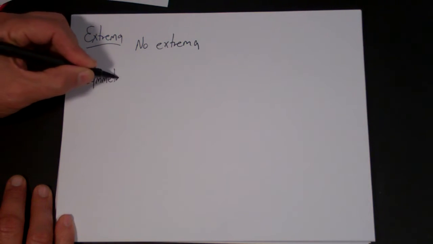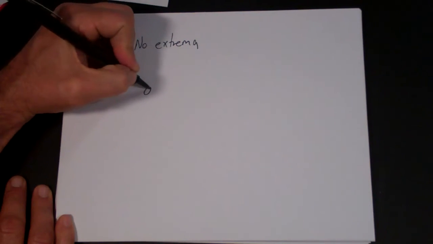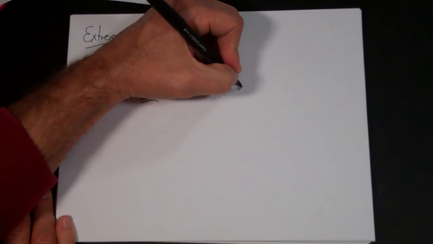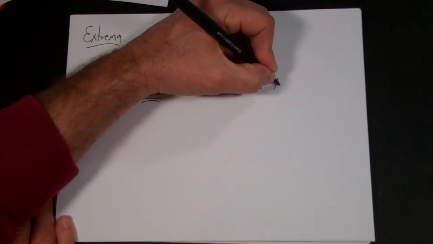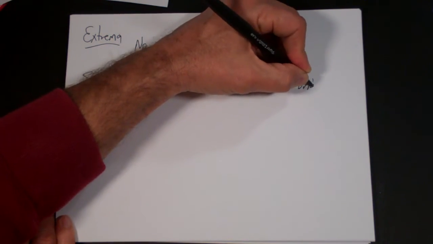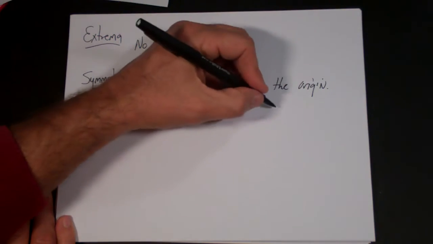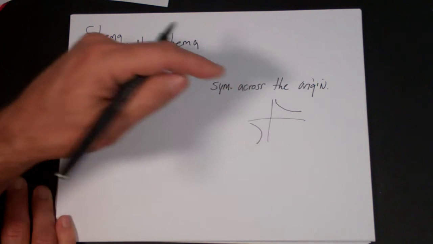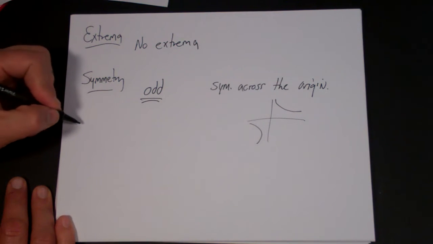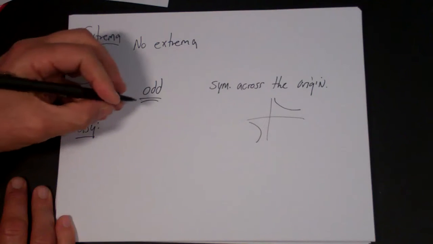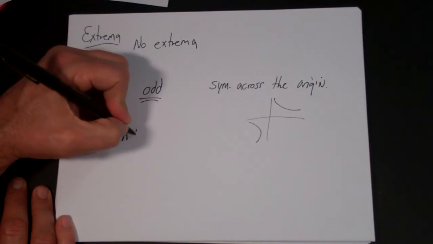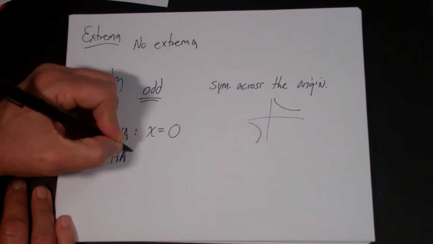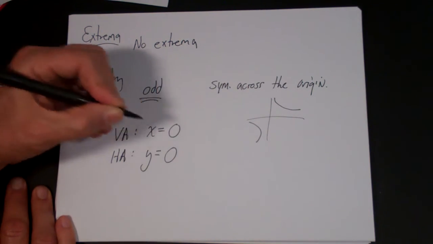Symmetry. It's an odd function, which means it's symmetric across the origin, or the point (0, 0). If you notice on the graph, it's a mirror image across the origin here. Asymptotes: we already mentioned there's one vertical asymptote, x equals 0, and there's one horizontal asymptote, y equals 0.